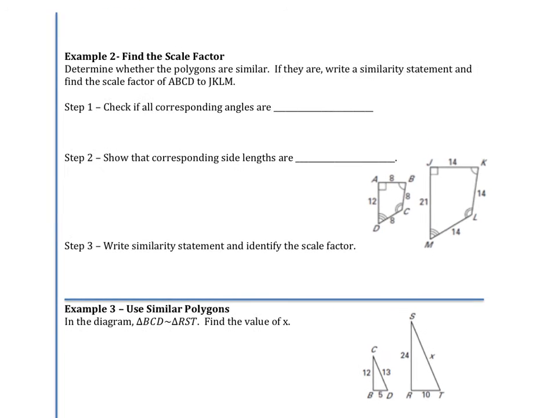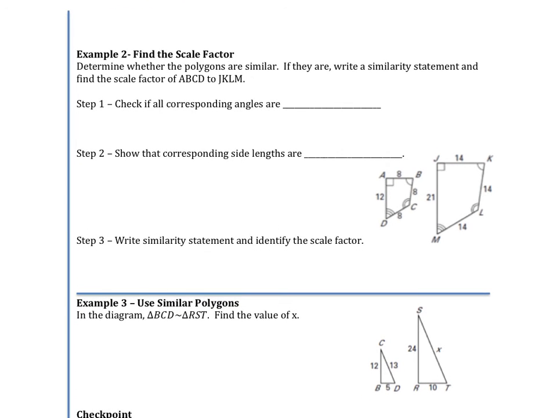Okay, example 2 is find the scale factor. Determine whether the polygons are similar. If they are, write a similarity statement and find the scale factor. First, we have to check if all corresponding angles are congruent. So that's step 1. Next, show that corresponding side lengths are proportional.